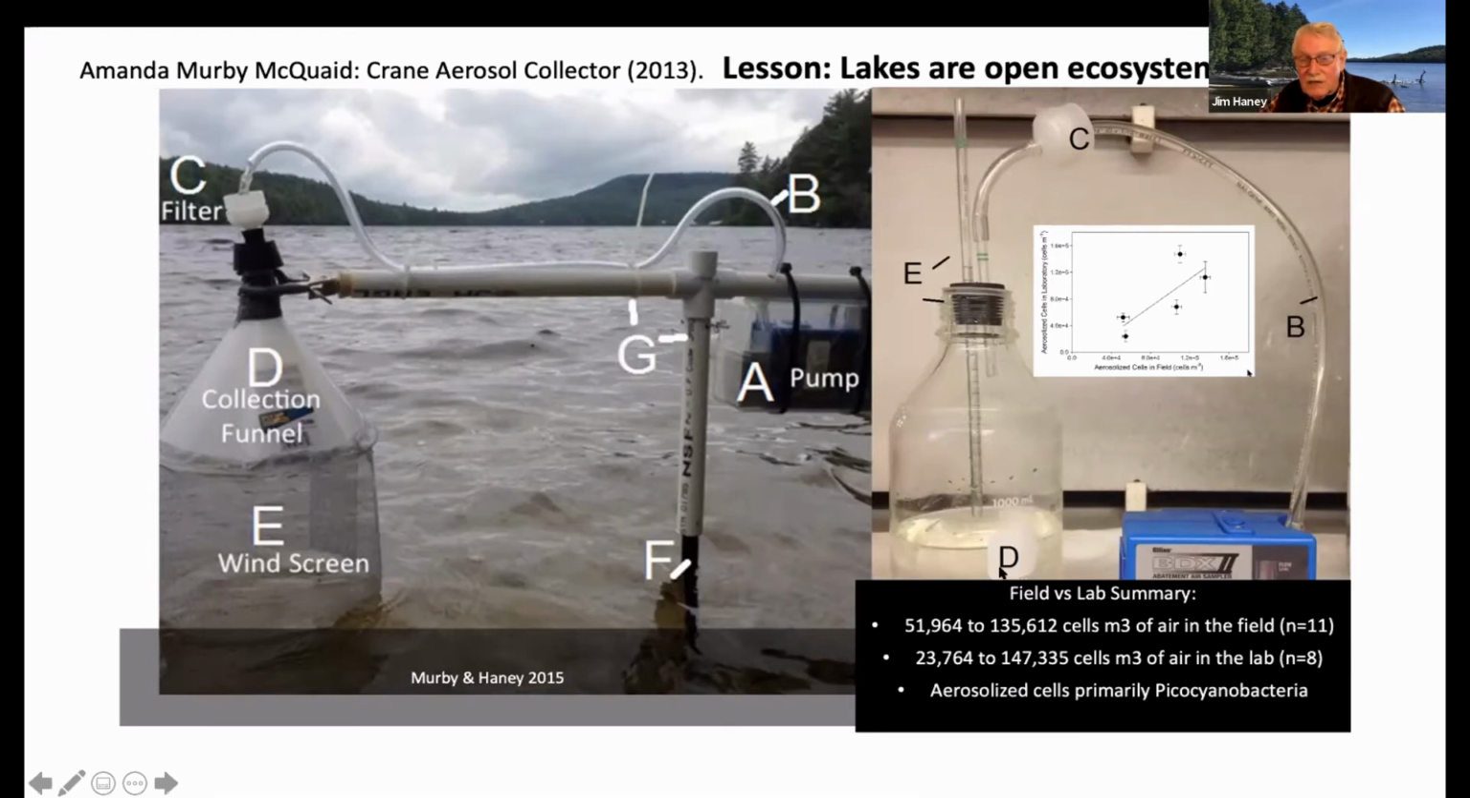We also said it would be helpful to do this under more controlled conditions in the lab. So we set up bottles in the lab, put the same lake water in those bottles, and ran them. We compared the results of the lab and the field. The lab was a little bit higher, but overall there was a good relationship between the two counts. What we learned from that was that there were aerosols coming out of these lakes, and that most of the aerosols we were looking at were in the form of cyanobacteria cells.